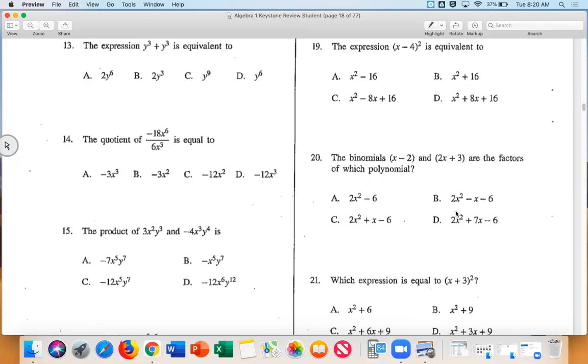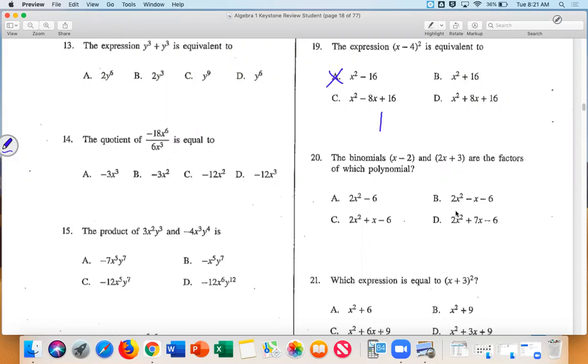All right, Jordan, what did you get for 19? A, B, C, or D? You got A? Did you draw the box? You did not. So I'm assuming you did X times X, you got X squared, and -4 times -4. So it couldn't be A because -4 times -4 is +16.